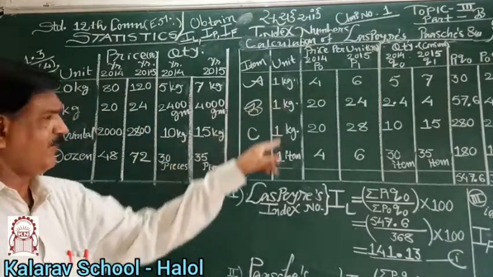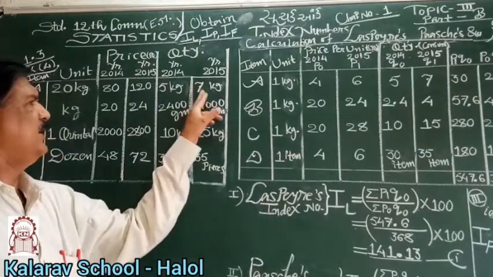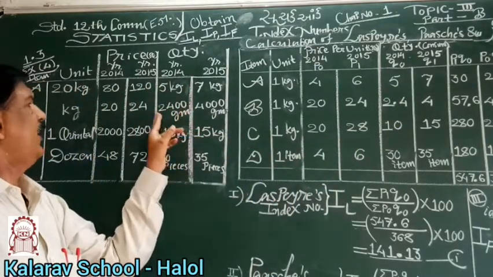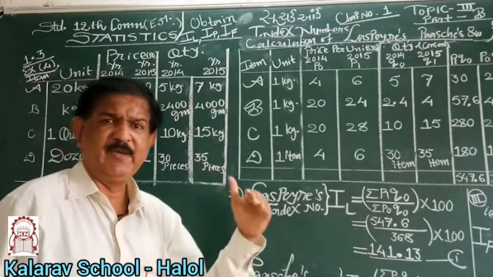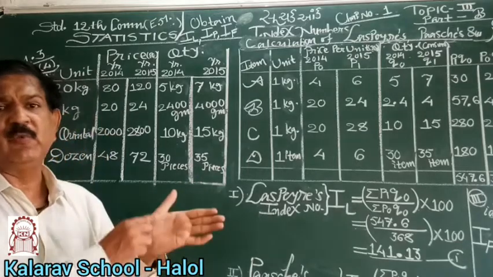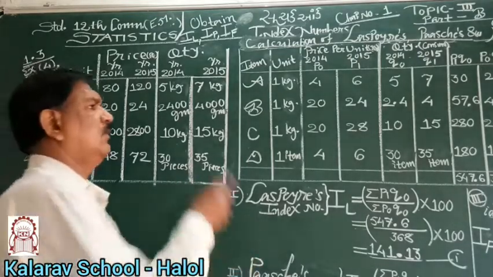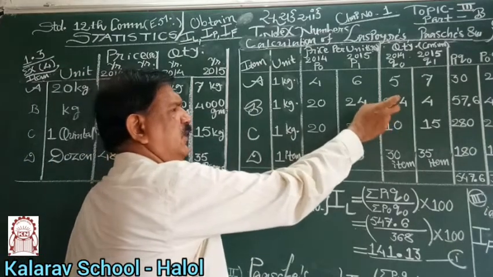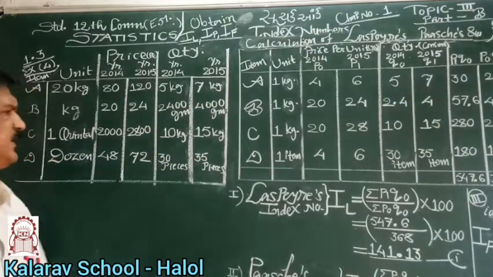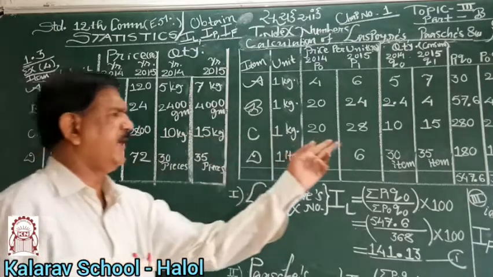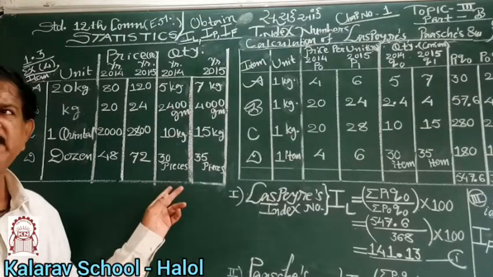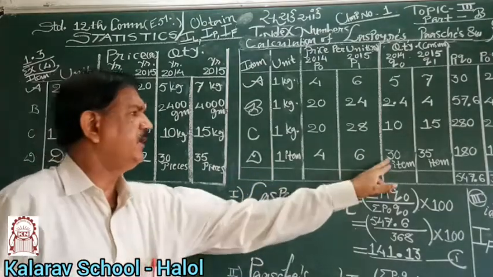Now the quantity is directly taken in the same unit: 5 kilogram and 7 kilogram. For 2400 gram, how to convert gram into kilogram? We have to divide by 1000 because 1000 gram equals 1 kilogram. Therefore, 2400 divided by 1000 is 2.4 and 4000 divided by 1000 is 4. For the third item, 10 kilogram and 15 kilogram are taken directly. For item D, 30 items and 35 items.